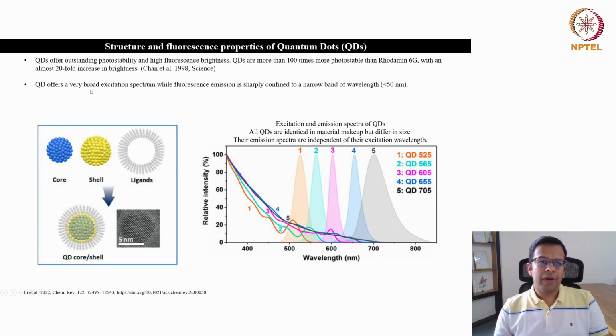Quantum dots offer a very broad excitation spectrum, while fluorescence emission is sharply confined to a narrow band of wavelengths. So here you can see the excitation and emission bands for the quantum dots. There are 5 different types of quantum dots, and you can see that their excitation spectra are quite broad and more or less the same. Okay, whereas the emission spectra are very confined, to less than 50 nanometers.